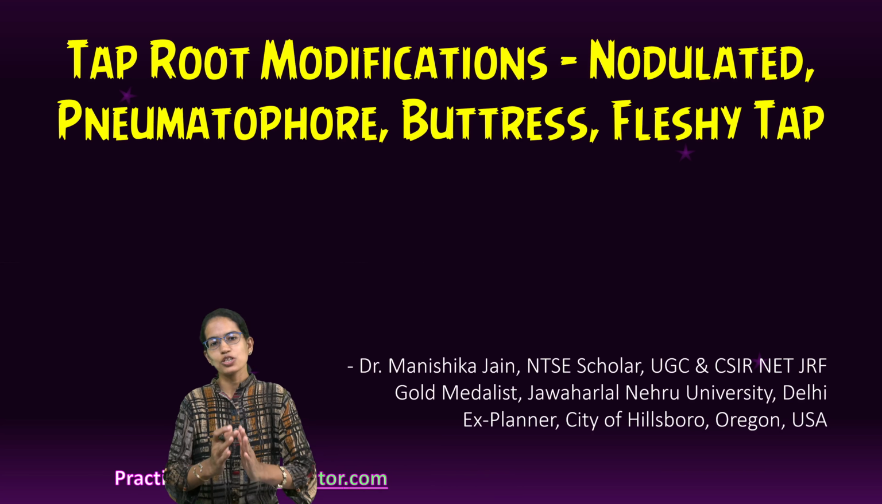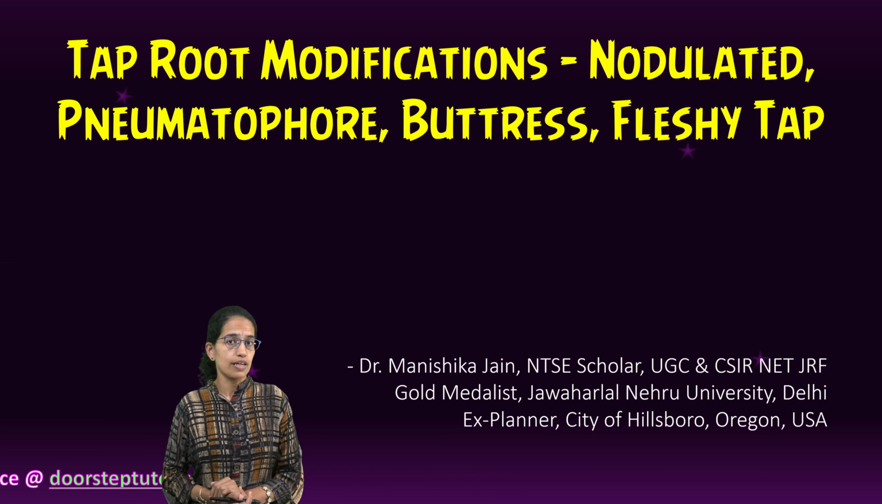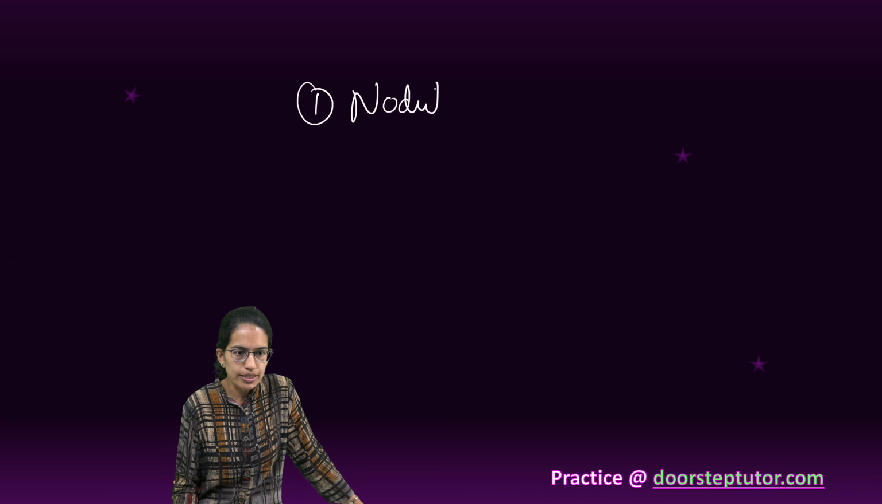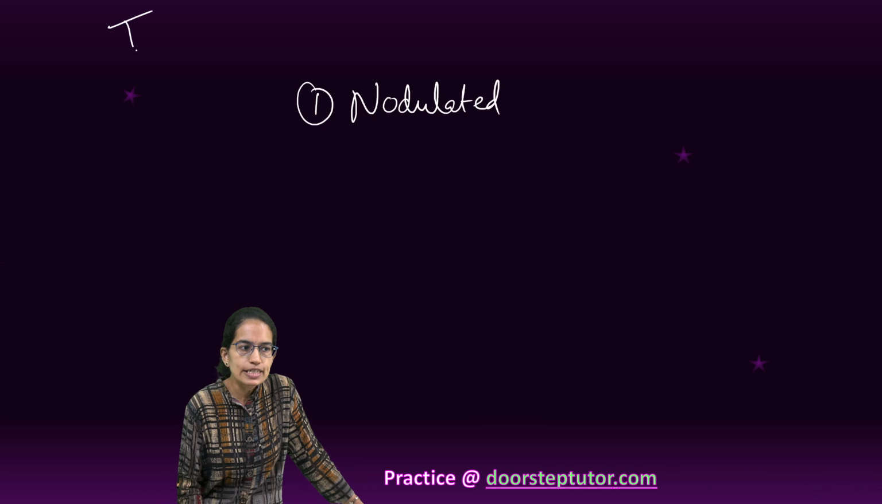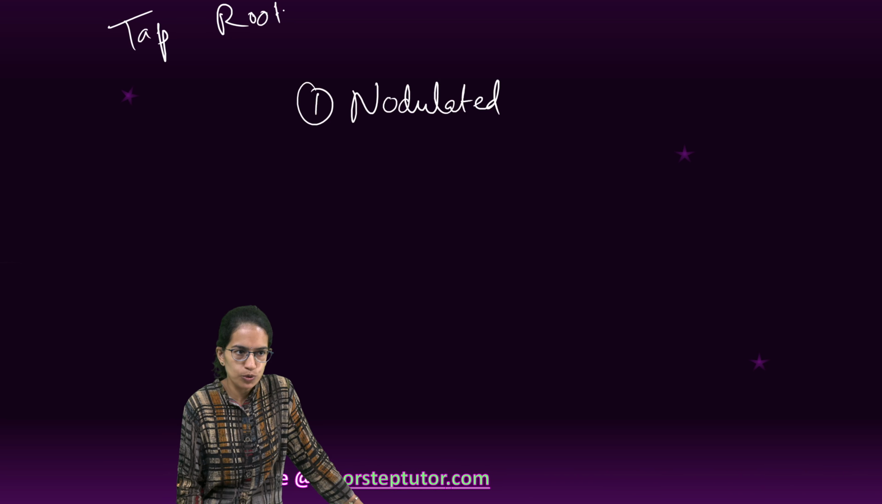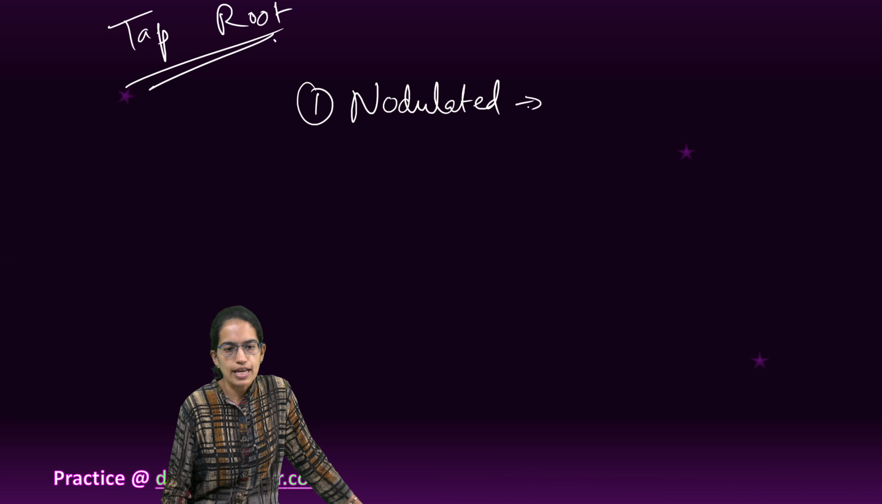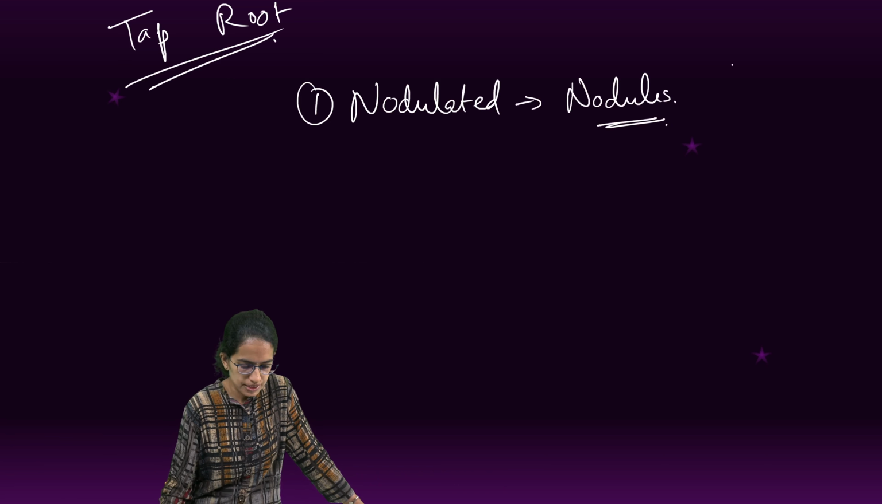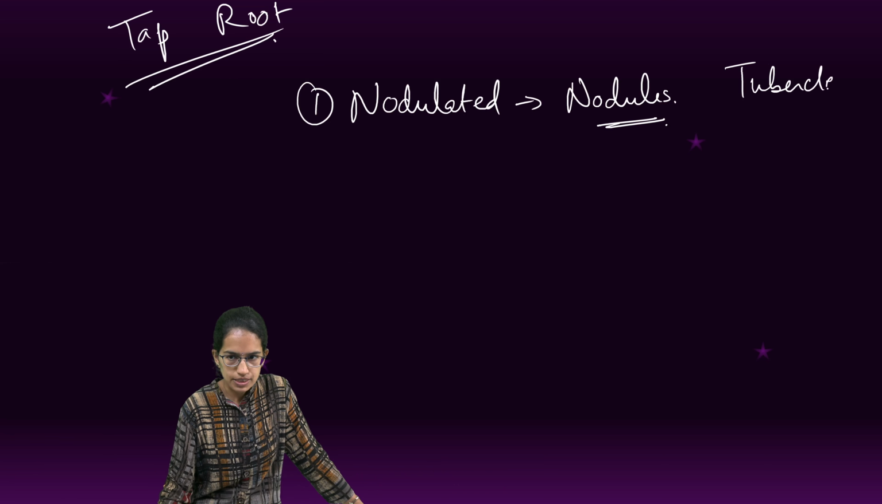Welcome. In this section on morphology of roots, we will be talking about the modifications of taproot. Now, taproots can be modified into 4 types. The first type is the nodulated roots. All these are modifications of taproot only, right? Nodulated, as the name suggests, has nodules. Nitrogen fixing bacteria are present in them.